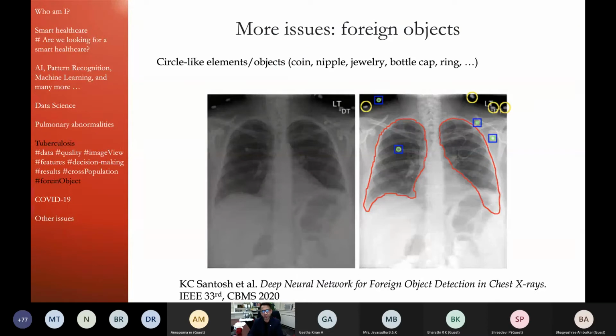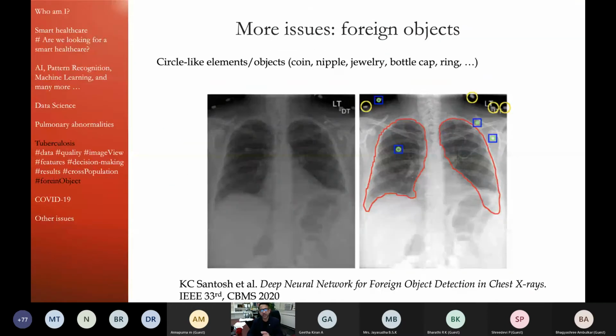And the time comes at some point. Those test X-rays also have coins or jewelry or pacemakers or this and that. Are these abnormal stuff? Maybe not. And sometimes you get nipples. These represent a nodule-like structure, and nodule is one of the primary indicators of tuberculosis. That's why most of the time machines are confused by circle-like objects like coin, nipple, jewelry, bottle cap, and ring, and so on. So what we need to do is take them out.